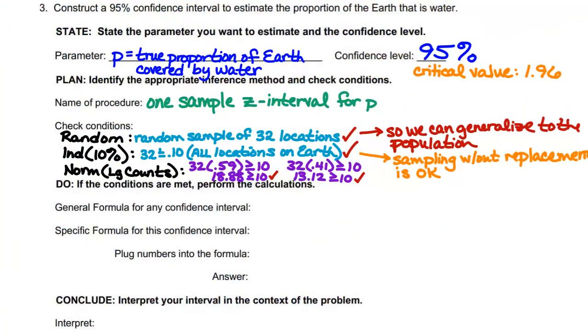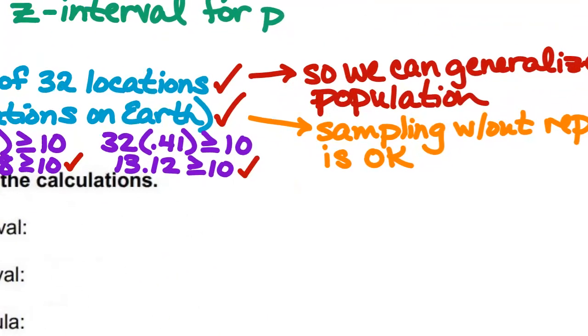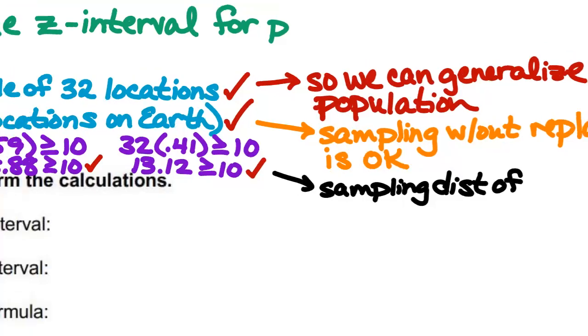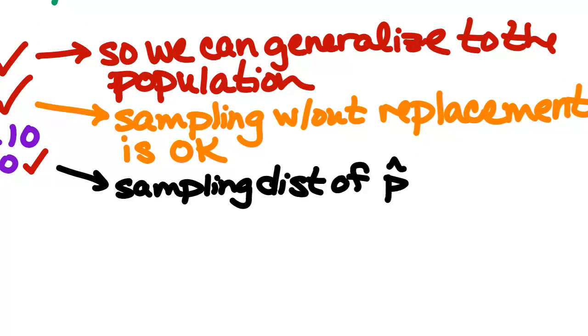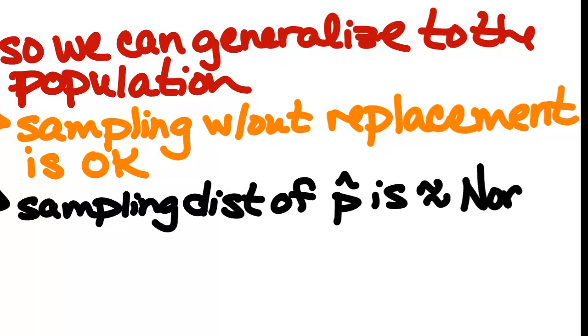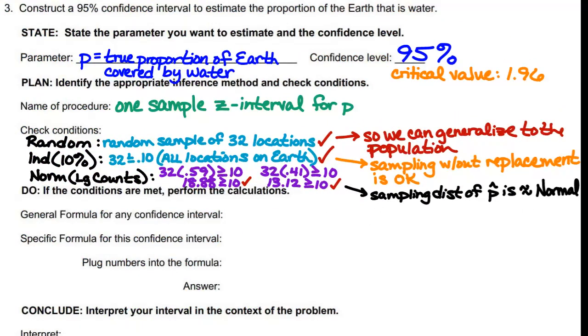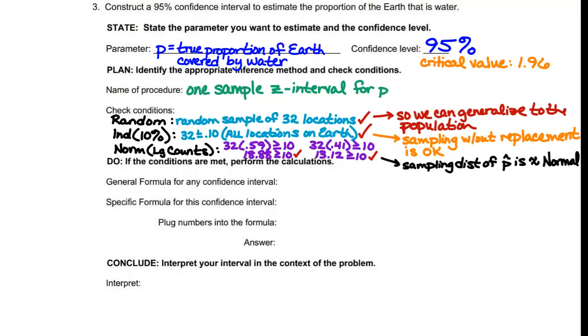And we already kind of stated why we're doing large counts. We're checking for normality, because what's that going to allow us to do? Yeah, we're going to be able to use a normal CDF. So this tells me that the sampling distribution of p hat is approximately normal. It's going to let us use normal CDF.